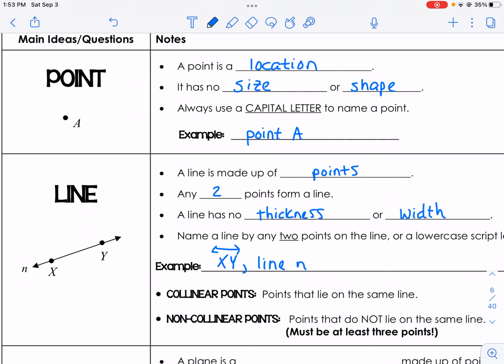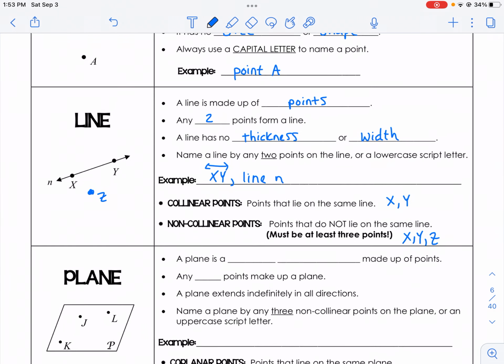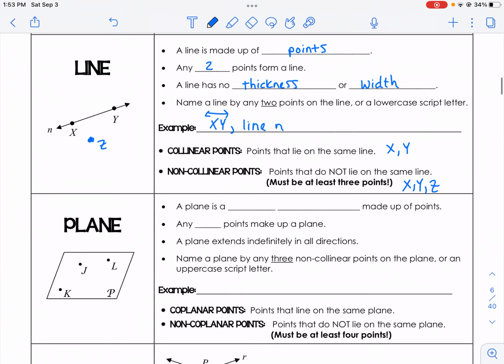Collinear points are points that lie in the same line, like x and y over there. Non-collinear points are points that do not lie in the same line. And because every line can be connected with 2 points, there has to be at least 3 points for that to be relevant. So if we have point z over here, x, y, and z are non-collinear, which means x and y are in the same line, but z is not on that same line. So those are just 2 pieces of terminology you should know.